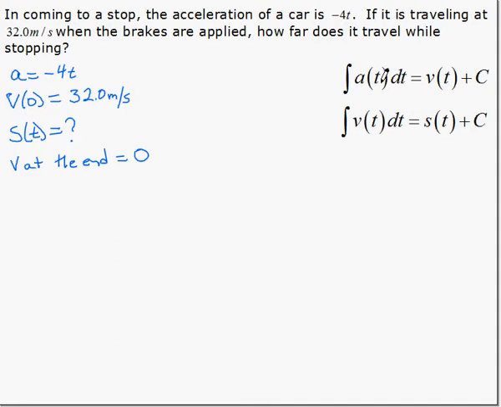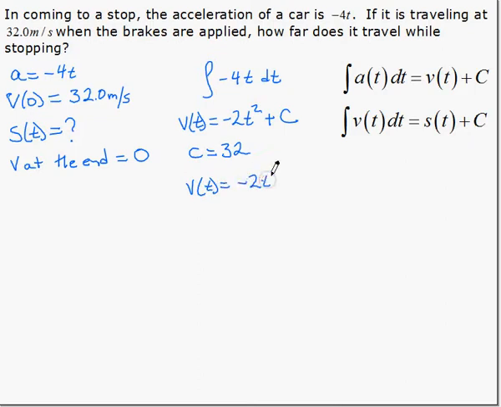So we know the acceleration. We can integrate to find velocity. So let's start there. The integral of negative 4t with respect to time is going to tell us the velocity is equal to negative 2t squared plus a constant. Using the fact that the initial velocity is 32, putting 0 in here, equal to 32 tells us that c equals 32. So the velocity of the car is negative 2t squared plus 32.